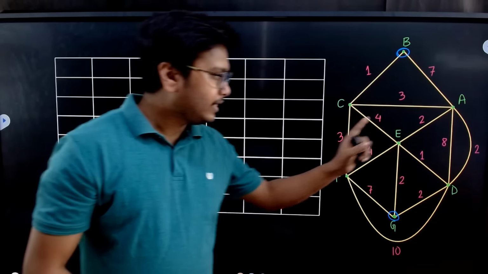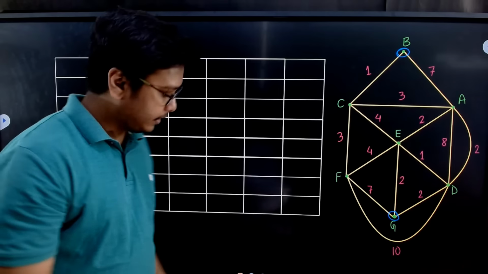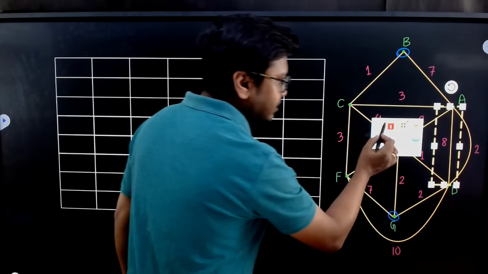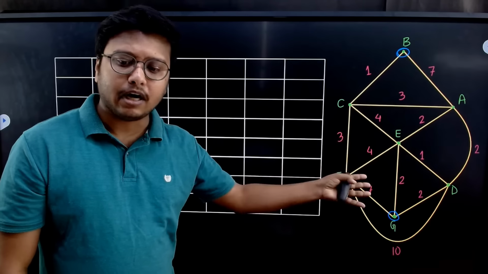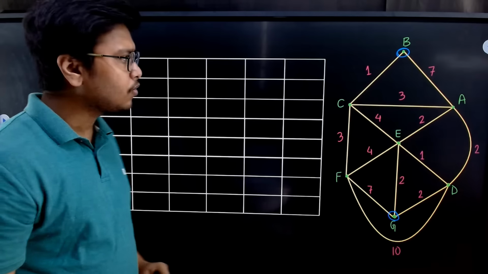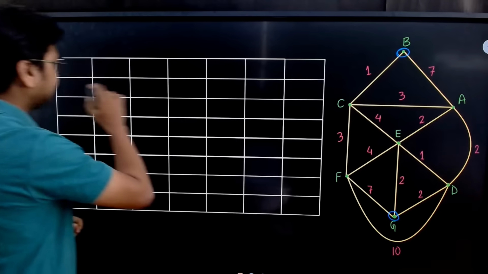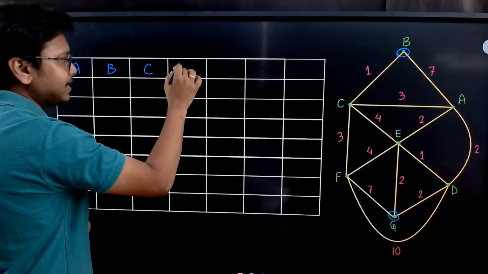And as I told you, we need to delete that particular parallel which has the greater weight. So in this case, we are going to delete this particular parallel. So I'll just directly delete it from the scene, and this is the graph that we are going to work with. Okay, so the very first rule is to just fill up the first row with the names of all the vertices that are present in the graph.